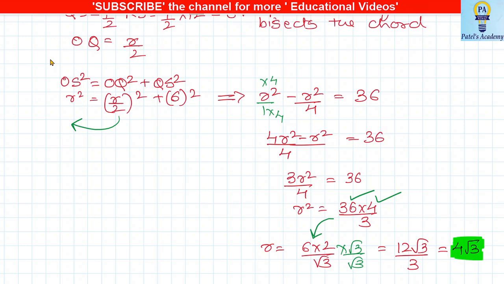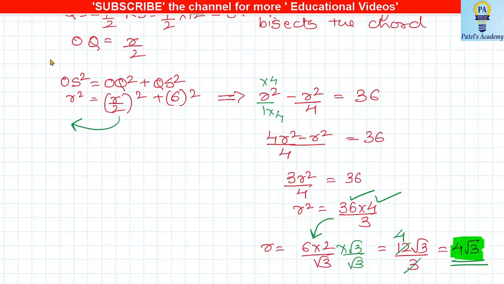And 3 doesn't have a square root, so root 3. The sum is over, but rationalization is important. So into root 3, I get 12 root 3 upon 3, reduce to 4 root 3. Okay, so the radius is 4 root 3 centimeters, or whatever the units are given. Okay, an important sum. You can pause the video and understand the calculations very properly.